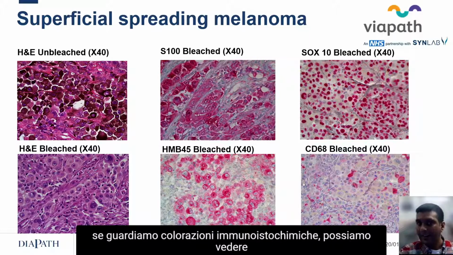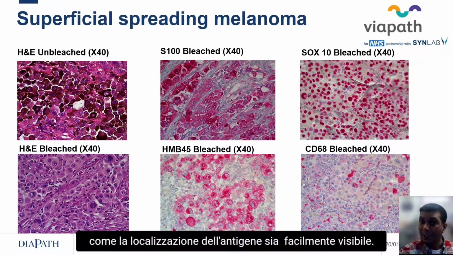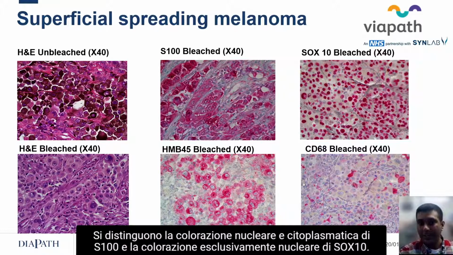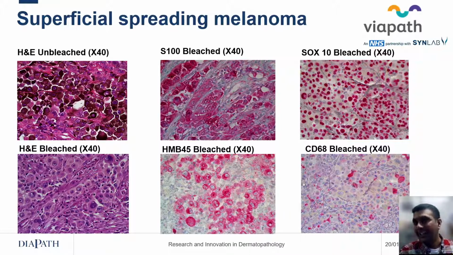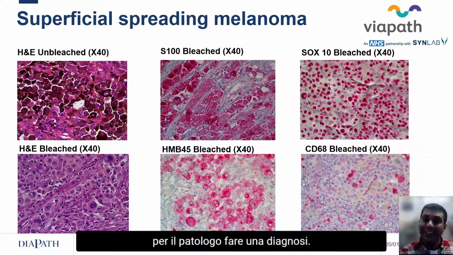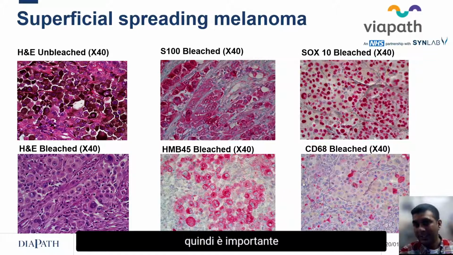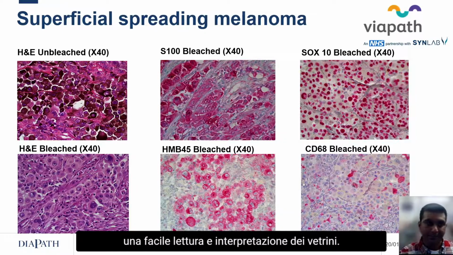As well as that, if we look at the immuno markers, we see here that all of them show complete melanin pigment color removal, and their antigenic localization is also very easily visible. So you have S100 showing clear nuclear cytoplasmic staining, and then SOX10 stain showing clear nuclear staining. So all of these would help make it very easy for the pathologist to make a diagnosis. There's no melanin obscuring the positive staining, so it's an important factor that the bleaching needs to be done, to ensure that the slides can be easily read and interpreted.